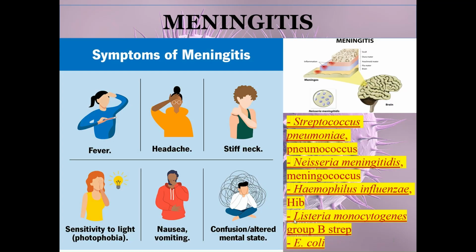The first and most severe infection is meningitis, which occurs in the meningeal layer of the brain. Meningitis is caused mainly by Neisseria meningitidis, and the major symptoms are fever, headache, stiff neck, sensitivity to light, that is photophobia, nausea, vomiting, and confusion and altered mental state.